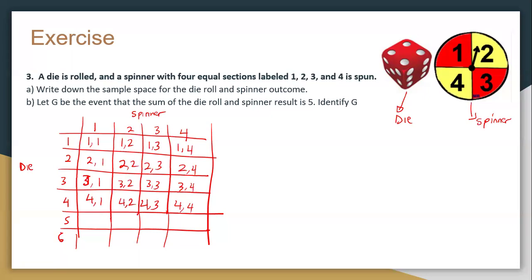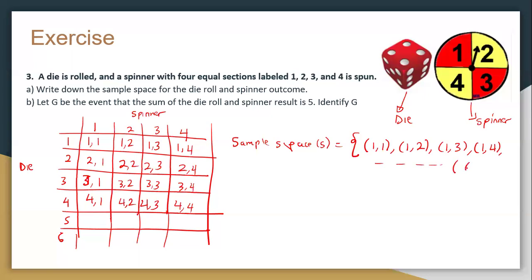I can end here. Now, when they ask us to write the sample space, you write here and say my sample space, which I can abbreviate as S, will equal, then you open the braces. Then you write all of them: 1 and 1, 1 and 2, 1 and 3, 1 and 4. Then you write up to when you reach the last one, which will be 6, 4. Then after, you close the braces. So that's how you represent your sample space. You don't only stop at the table, but you go on and list your possible outcomes.